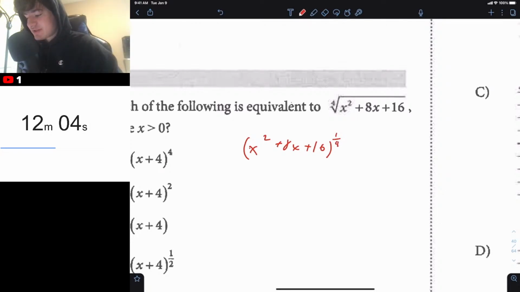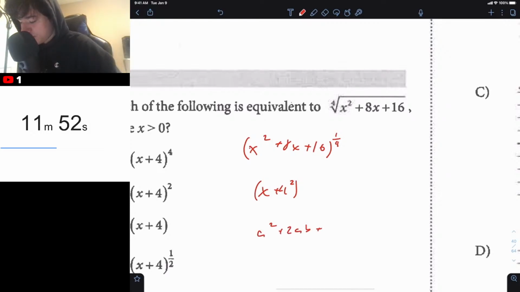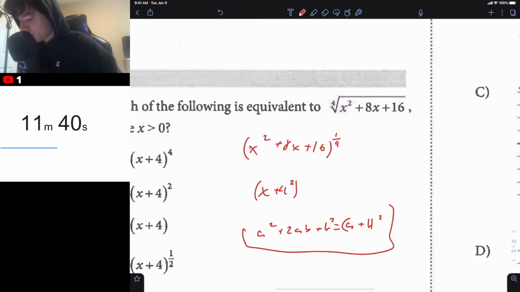All right, now I'm going to deal with the inside a little bit. If I factor that inside, I'm going to get x plus 4 squared, right? That's a binomial expansion. That's the a squared plus 2ab plus b squared is equal to a plus b squared. In this case, our a is x and our b is 4. This is a good one to know, by the way. This is a pretty good one to know for the test.